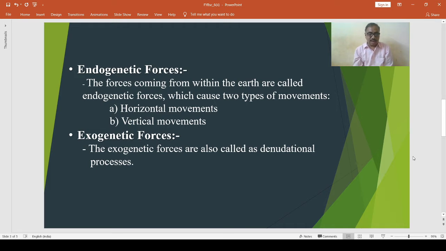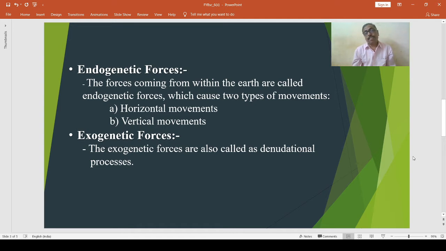The endogenetic forces and movements are divided into two major categories. These are diastrophic forces and catastrophic forces and movements. On an average, the origin of endogenetic forces is related to thermal conditions of the interior of the earth. Generally, the endogenetic forces and related horizontal and vertical movements are caused due to contraction and expansion of rocks.